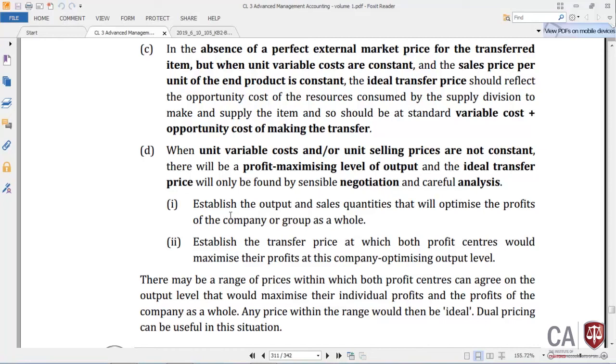Lesson 9 consists of three parts: introduction to responsibility centers, transfer pricing, and performance appraisals. Three areas you have in that chapter. We have discussed only the first and second, that is introduction to responsibility centers and transfer pricing. You have another part, that is performance appraisals. We have not discussed that part, but you need to read the entire chapter.